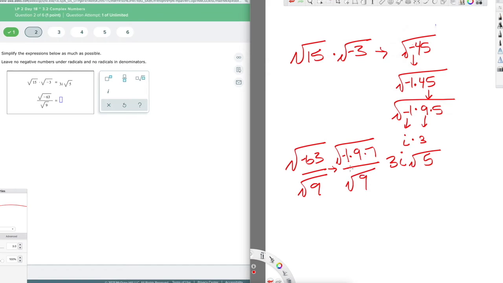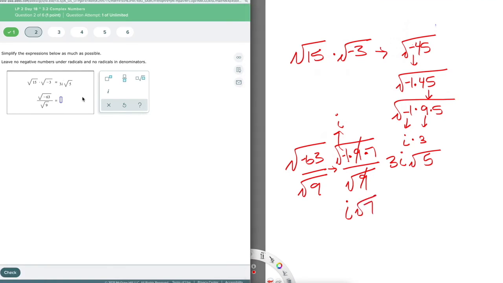So any number divided by itself, and we can look at these all separately. Since they're all being multiplied, they're all factors. So 9 divided by 9 cancels out. It becomes 1. So I actually cancel these away. 7 doesn't have a square root, so that's going to be left over. But the square root of negative 1 is i. So I'm going to end up with i times the square root of 7. So i square root of 7.